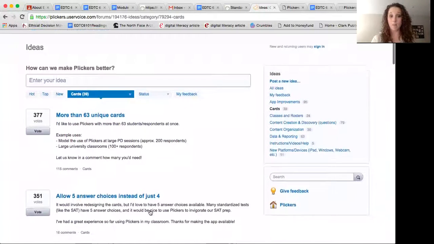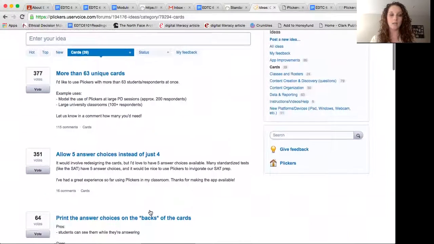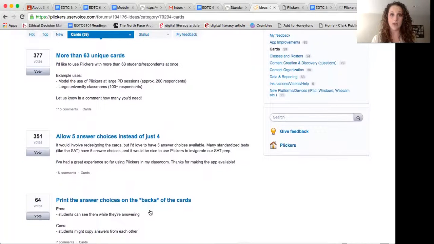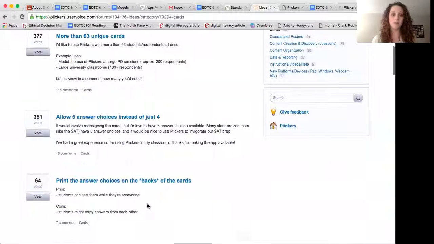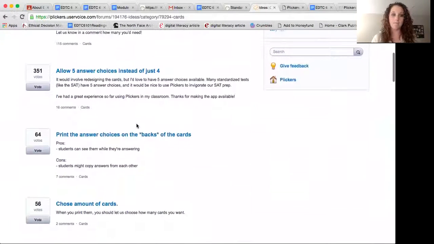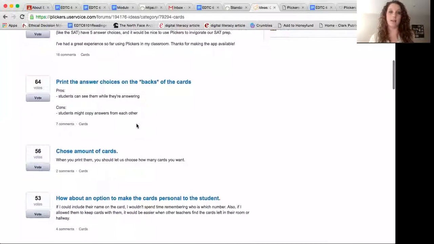There's various topics that people have already posed. It's kind of cool. They give you 7 votes, and you can vote on what you most strongly identify with. And in the hopes that maybe the ones that get the most votes, maybe they will look at and implement in the future. So a lot of people wanted unique cards, or more than 63 if they have bigger classes. Answers on the back of the cards and stuff like that.